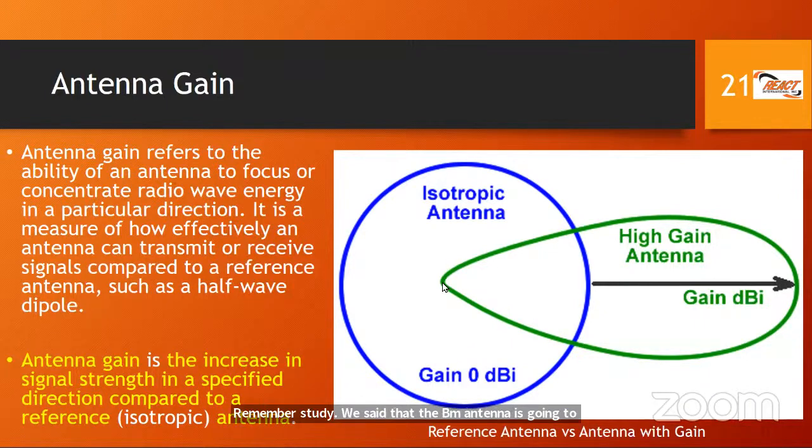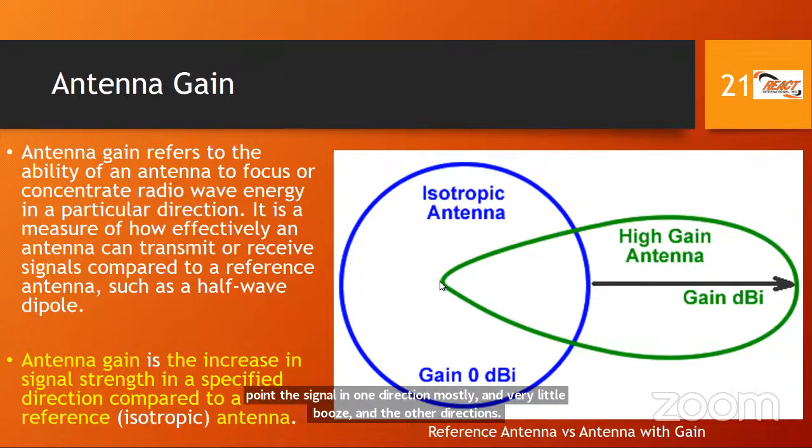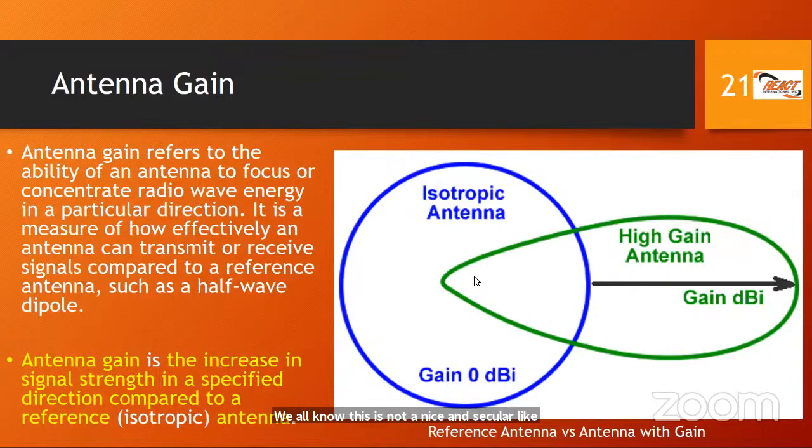Like a flashlight, it is going to point the signal in one direction mostly, and very little goes in the other directions. Well, this is our beam antenna. And if we look at our radiation pattern and compare it to the isotropic radiation pattern, that's why it's a comparison, we'll notice it's not nice and circular like the isotropic. Instead, it has a signal lobe coming from a directional antenna like a beam.